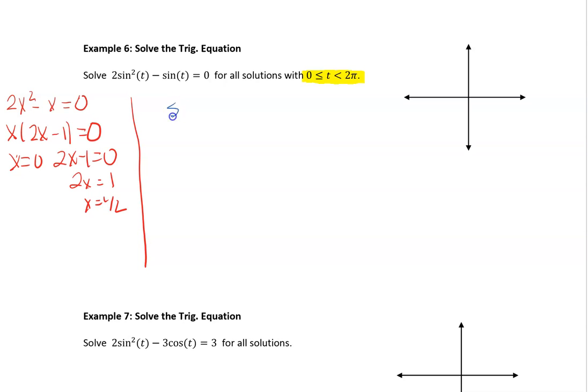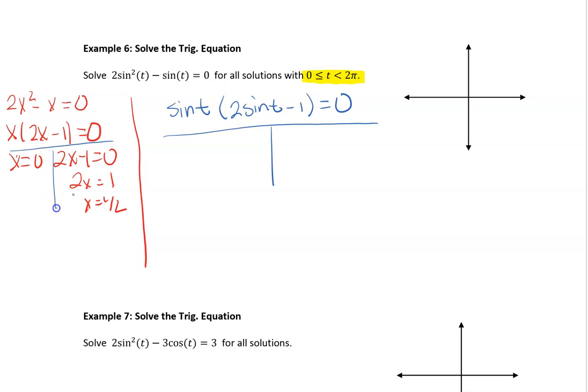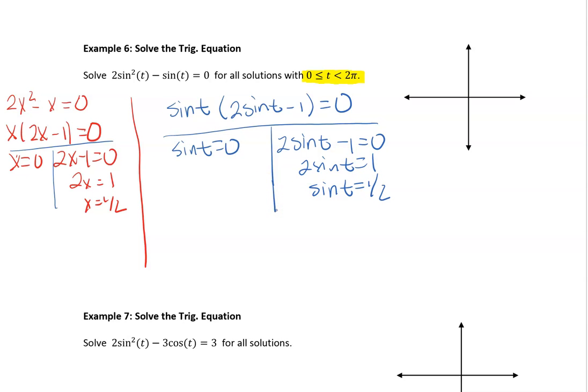So I'm going to factor a sine out, just like I factored an x out. That gives me sine t times 2 sine t minus 1 equal to 0. And then I'm going to solve it out just like I did over here. So I'm going to say, where is sine t equal to 0? And where is 2 sine t minus 1 equal to 0? So it gives me 2 sine t equal to 1 and sine t equal to 1/2. So now we need to come over here and think through where these occur.